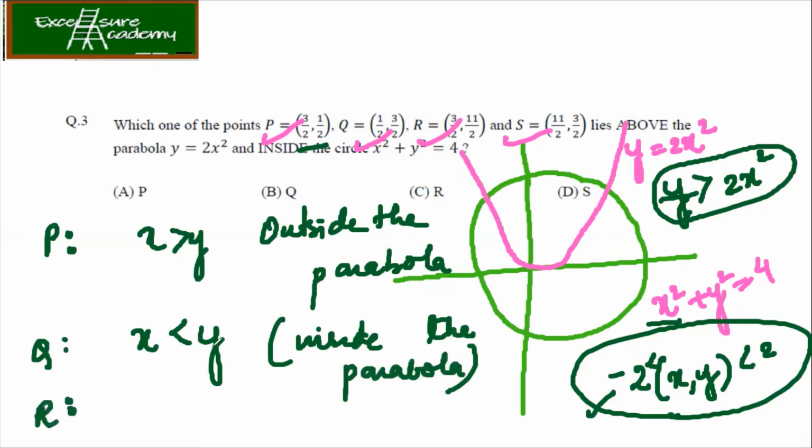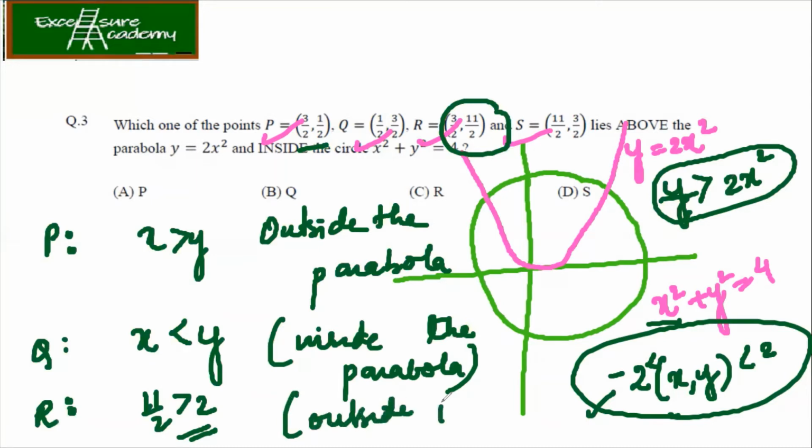R, the value given is 3 by 2, 11 by 2. Here again, 11 by 2 is greater than 2. So what does it mean? It means it is outside the circle. Do you agree? As I already said, the x and y value has to be less than 2. But here it is greater than 2. So it is outside the circle.